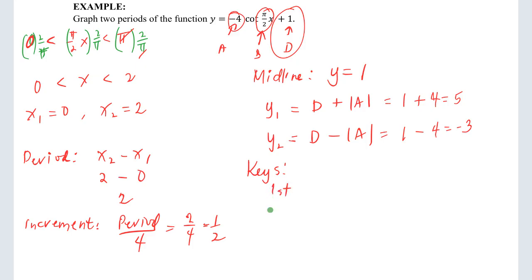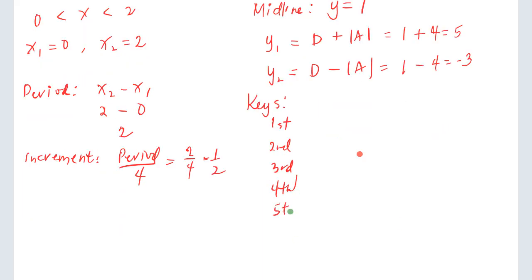Let me go ahead and find the keys here: first, second, third, fourth, at least 5 key points, the fifth point. Our starting key is definitely our asymptote, which is x equal to 0. This is our first asymptote. For the second point, we add the increment 1 half, so that's 1 half. And for the y coordinate, we have solved that the first y coordinate is 5.